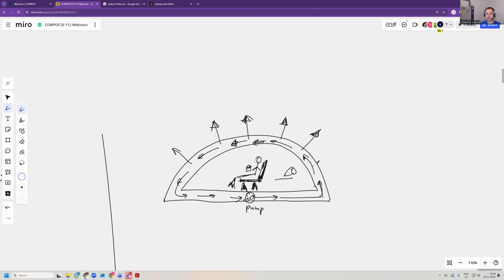So what's the problem with this method? Why can't we build rockets like that? Why can't we make them fly?